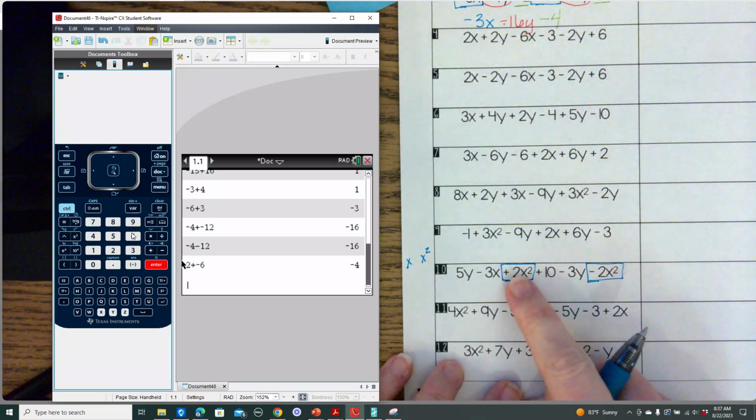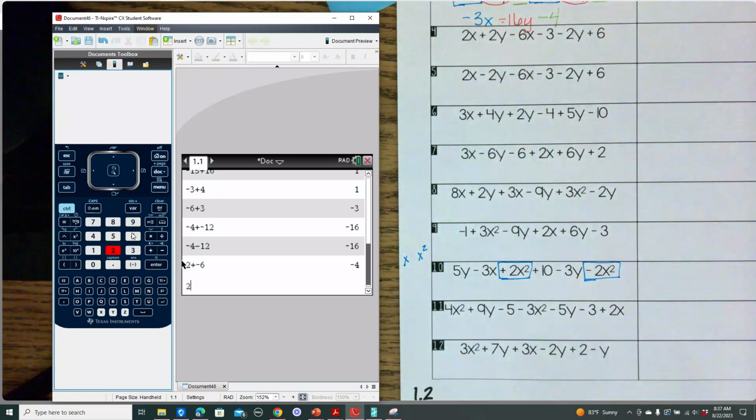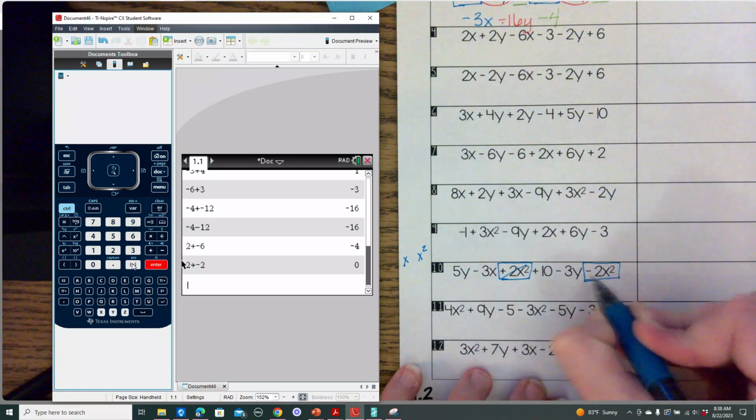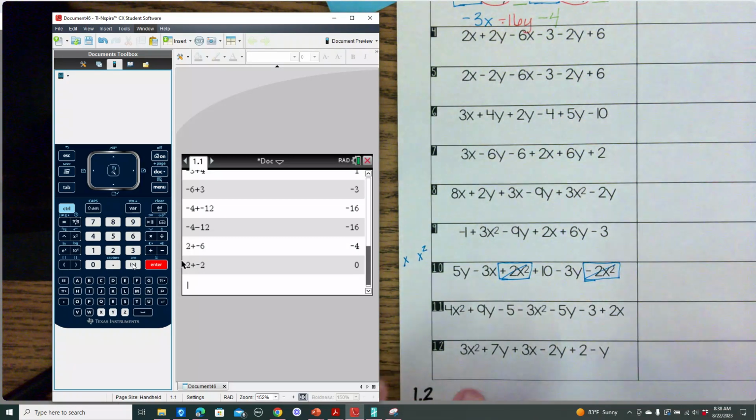And this happens sometimes. I've got a positive 2 and a negative 2. So if I do 2 plus negative 2, I get 0, which means these two factors cancel each other out. I don't even write them down again. Like, they are gone. Even the x squared is gone. So I don't have to worry there.